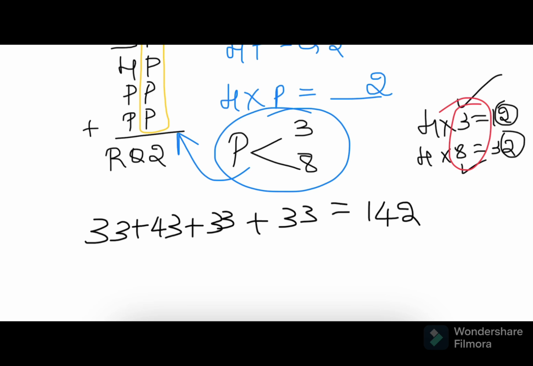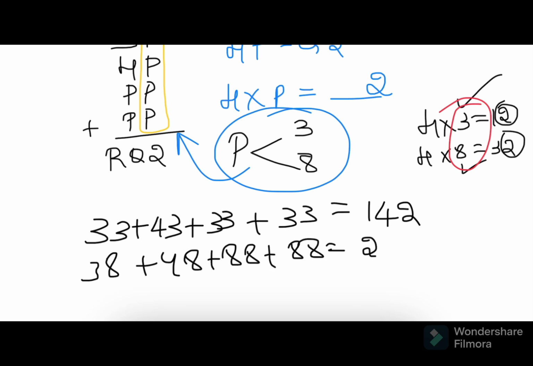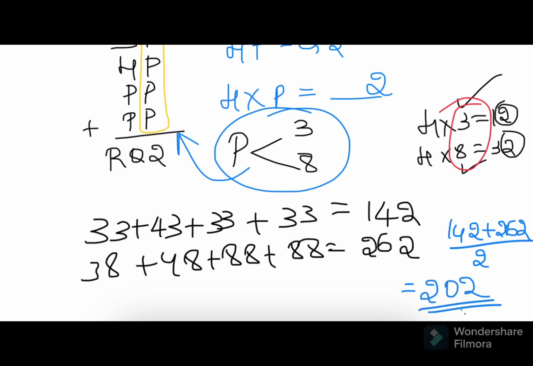There is one more: 38 when p is equal to 8, 48, and 2 times 88, that is equal to 262. So how do we take the mean or average? This is a very simple topic, right? So 142 plus 262 divided by 2. Sum divided by number of terms that we are taking into consideration, and this comes up to 202. Therefore, the answer for this question is 202.